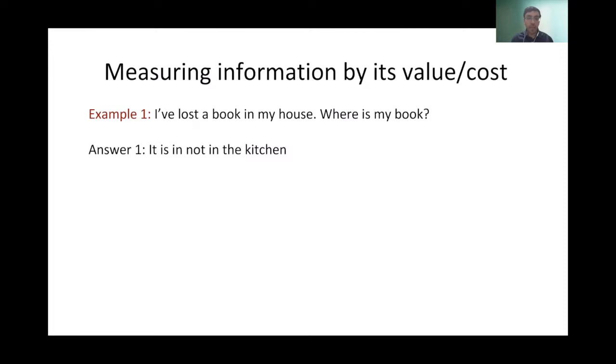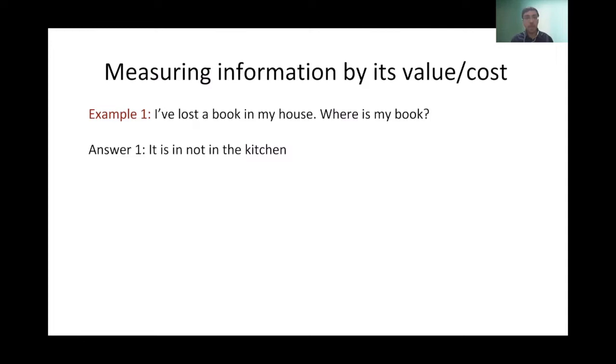Consider this example. Suppose I've lost a book in my house, and my question is, where is my book? Somebody might give me the following answer. Answer one is, it's not in the kitchen.